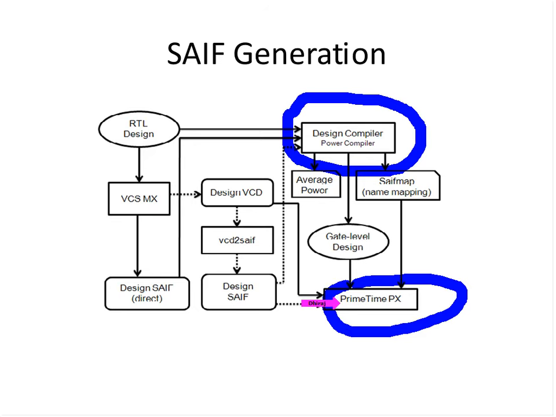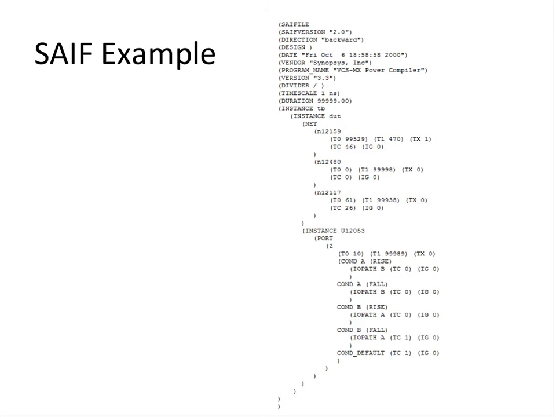Now let's see a SAIF example. This is the SAIF example. It tells what the design name is. The top level instance is TB, might be a short form for testbench. It tells what tool was used to write this. Now this instance TB contains two instances, DUT and U12053, something like this. For each of the nets, this file tells us the activity. The total simulation time is 99999 nanoseconds, and the time scale is 1 nanosecond.